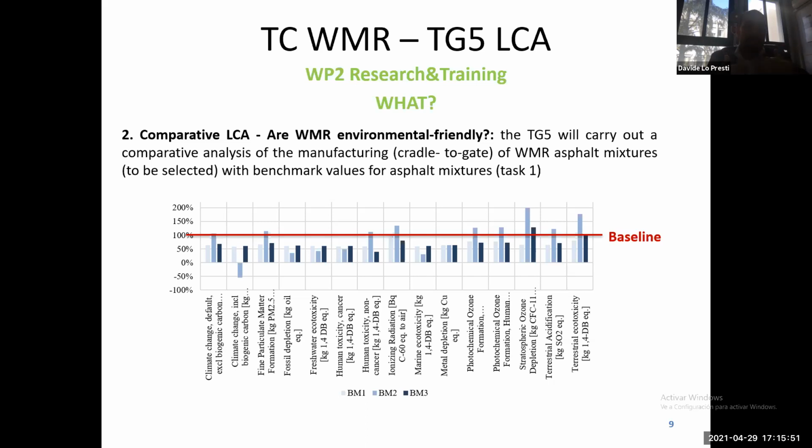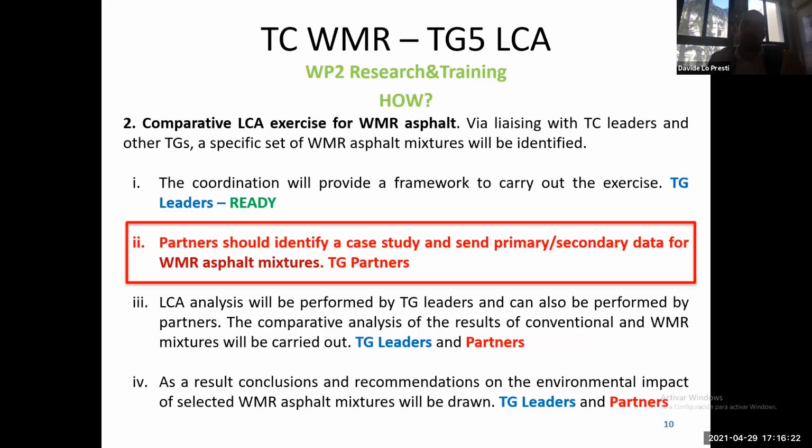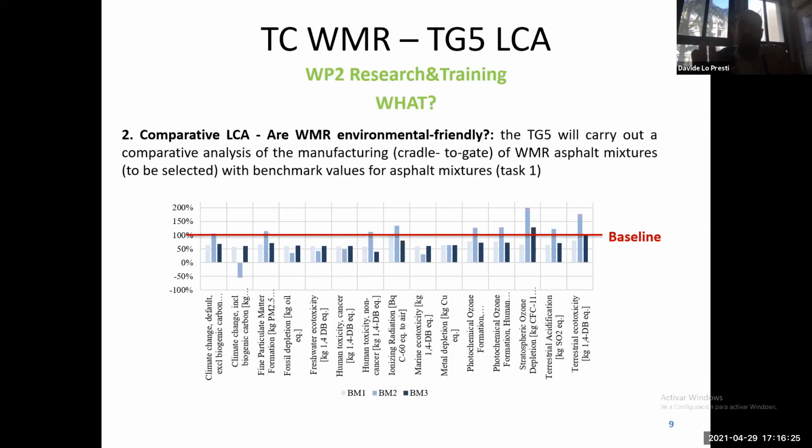This will allow us to take the benchmark, do the same exercise for the WMR asphalt, compare the benchmark with this WMR asphalt, and try to understand whether we are actually dealing with more environmentally friendly asphalt mixtures, always considering a cradle to gate boundary. So there is no durability or maintenance procedure here. It's really related to the extraction, transport, and manufacturing of the asphalt mixture.